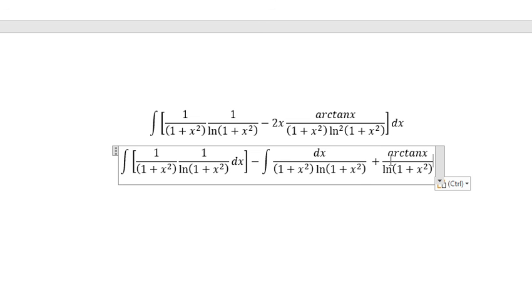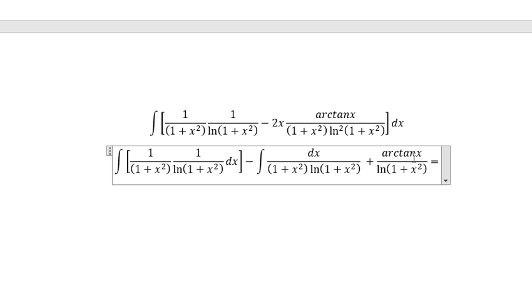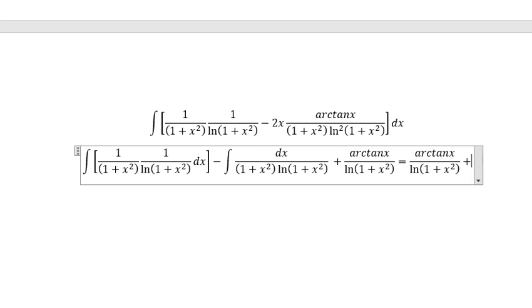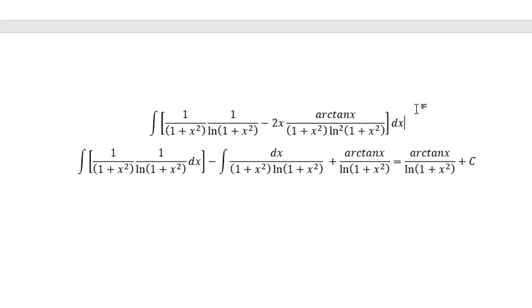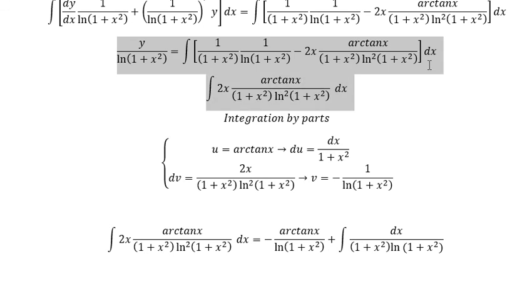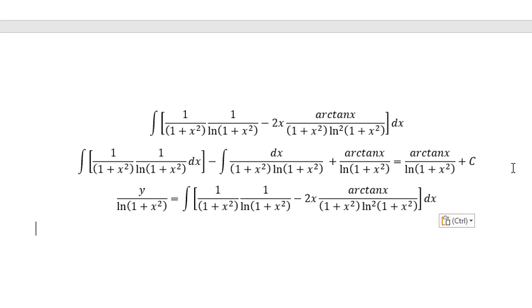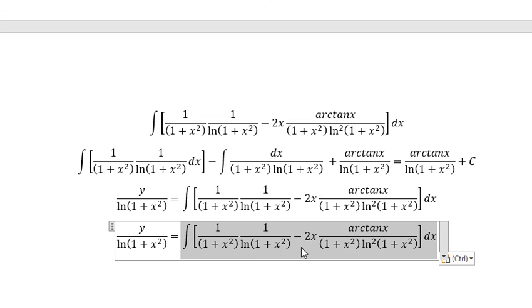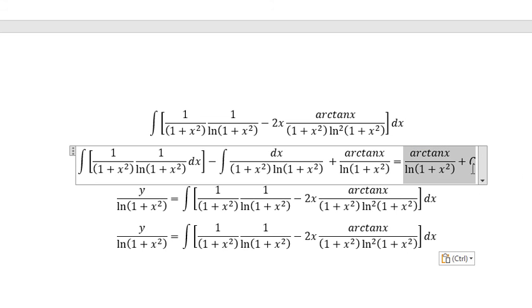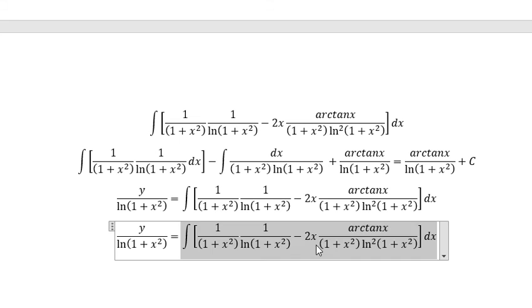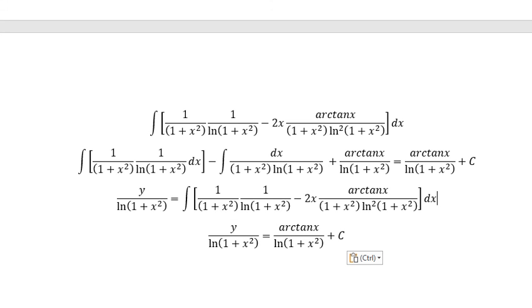So the integration of this one, we have this one minus this one, and we got this one left, and then I will put c. Now we go back in here. So the integration of this one is this one. And now I will multiply both sides by this one.